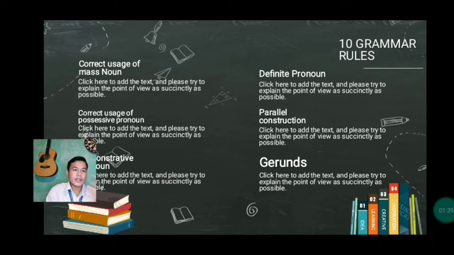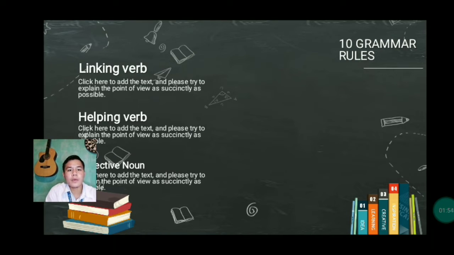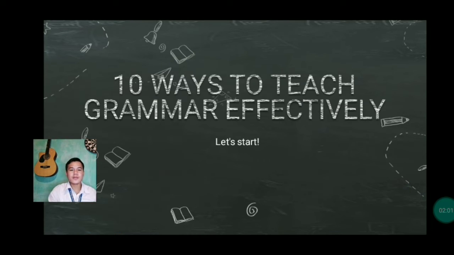So the second part is the 10 grammar rules, which includes the correct usage of mass noun, possessive pronoun, constructive pronoun, definite pronoun, parallel construction pronoun, gerund, also linking verbs and helping verbs, and collective noun. So right now I will just be discussing first the 10 ways to teach grammar effectively.